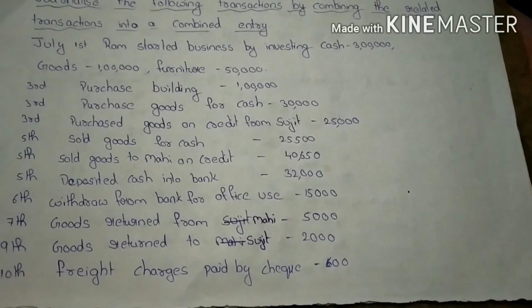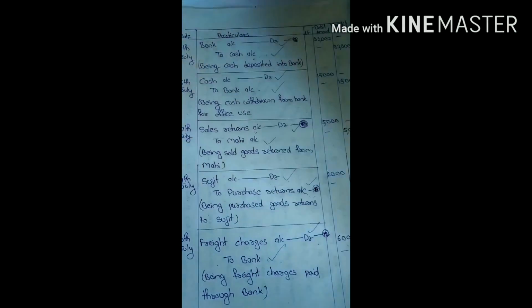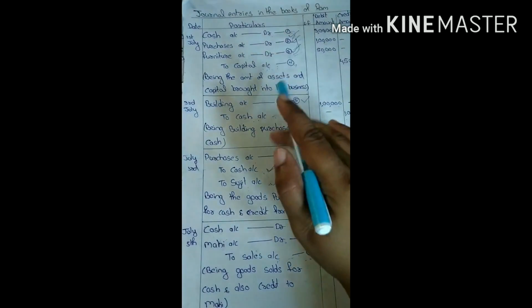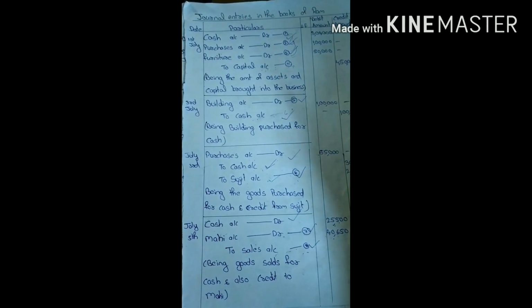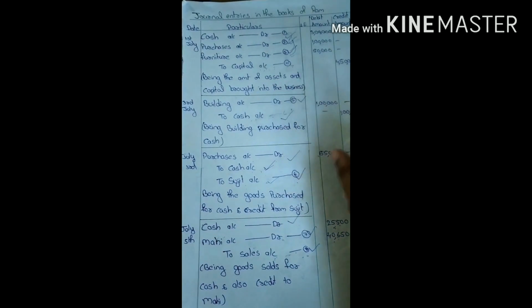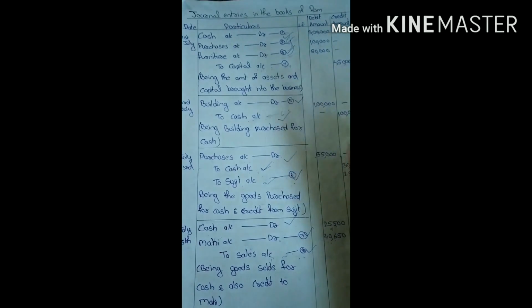Okay, let's see. These are the entries for those transactions. In total there are 9 entries, and for these 9 entries we have to prepare ledger accounts. How many ledger accounts should be opened for these 9 entries? Let's count one by one.